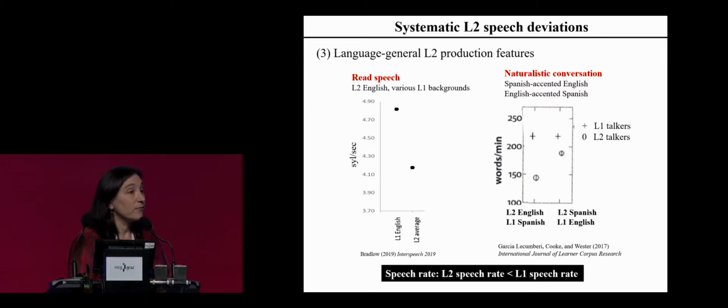On the left, we're looking at a study of read speech. This is L2 English, as produced by native speakers, and you can see the substantial drop in speaking rate, in terms of syllables per second, for a group of L2 speakers from various L1 backgrounds. The data on the right come from a different study that allows us to make two important points. One, this study used naturalistic conversational speech, speech in real interactions between speakers. This is important because it establishes that the slowed rate of L2 speech that we see in read speech is not a function of the difficulty of reading in a second language. We see this reduced rate of speech even in natural conversations.